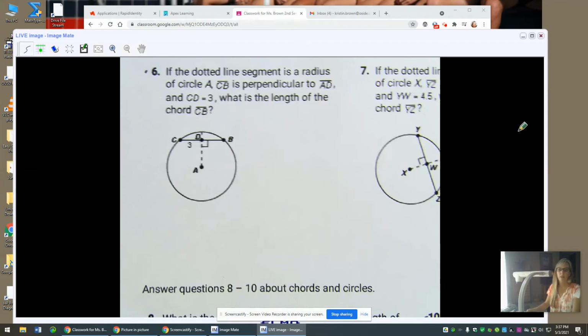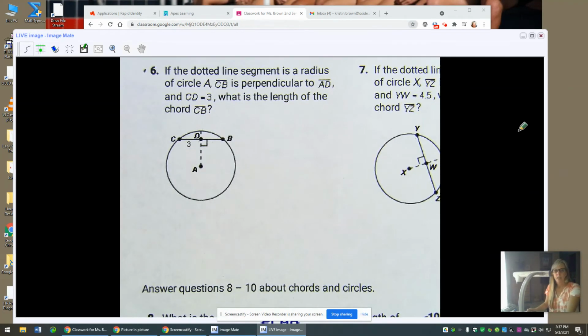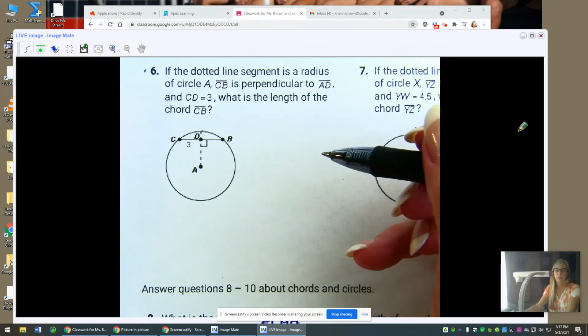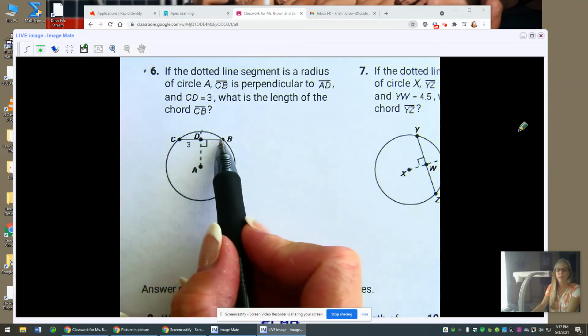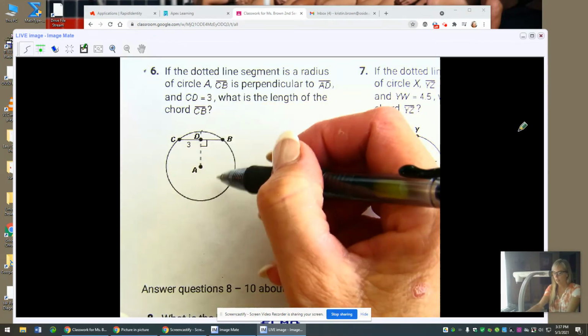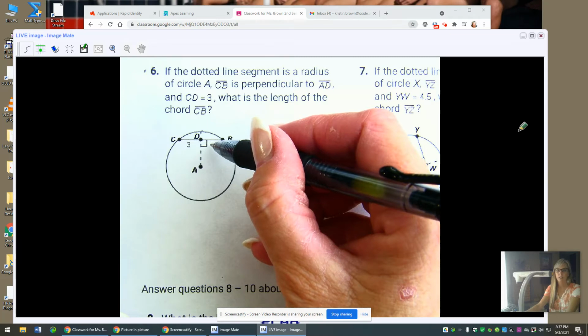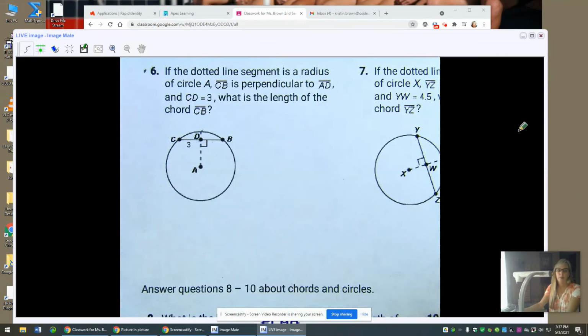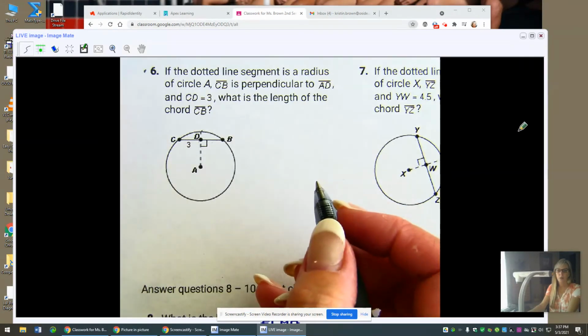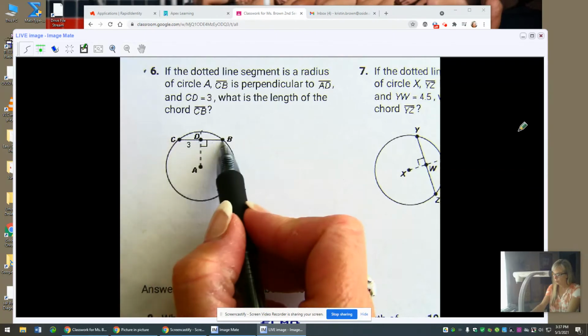So let me zoom out so you can see what I'm writing. If the dotted line segment is a radius, so from A to this point on the circle is the radius, CB, this chord here, is perpendicular to AD, and they show that with the symbol. It's definitely perpendicular. And if CD is 3, they show that in the diagram. What is the length of the chord all the way from C to B?